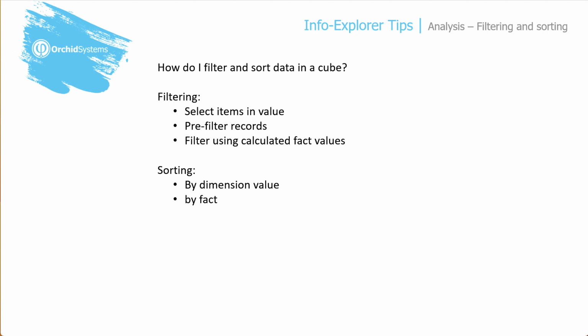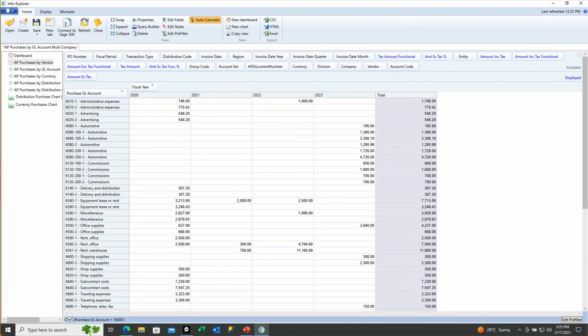Now we're going to look at sorting. We can sort either by dimension value or by fact. To look at the sorting, we're still looking at our AP purchases by GL account across two companies, but this time I'm looking at my purchase GL account as my rows and my fiscal year as my columns.